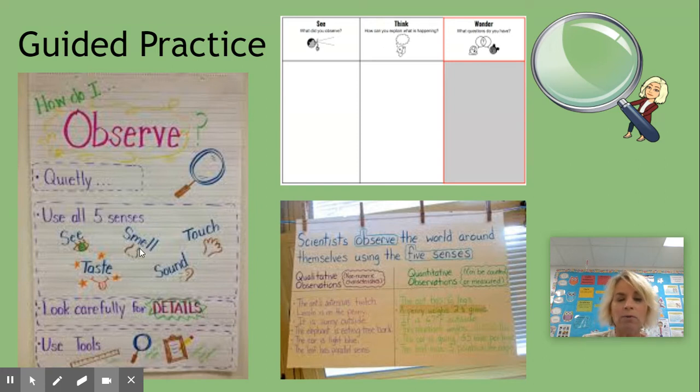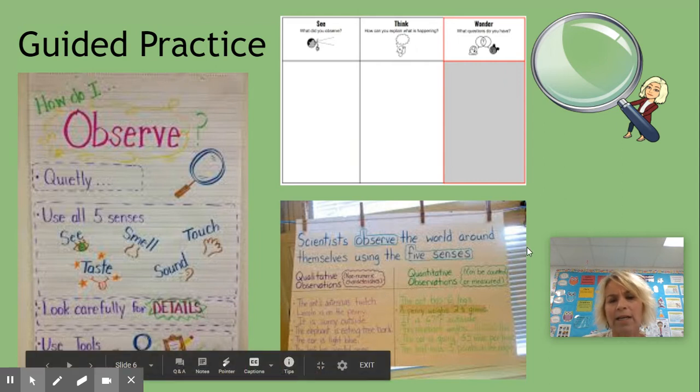We want to use our tools. We want to use that magnifier. If we need to measure something, we want to use a ruler. And we always want to be recording what we notice in our notebook or on a piece of paper. So scientists observe the world around them using their five senses.